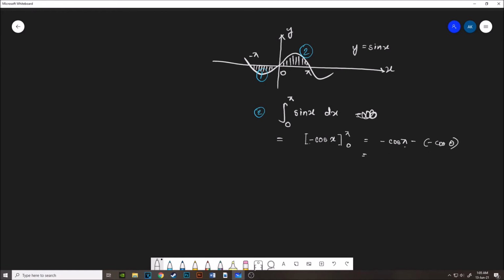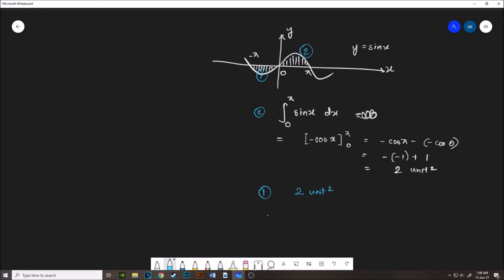Cos pi is basically minus 1, and cos 0 is 1, so minus and minus plus gives plus, which is basically 2 square units. This is the area above the x-axis, for part 1 only. Since sine curves are periodic, we can easily conclude that the area above the x-axis is equal to the area of part 1. So the area of part 1 is also 2 square units.